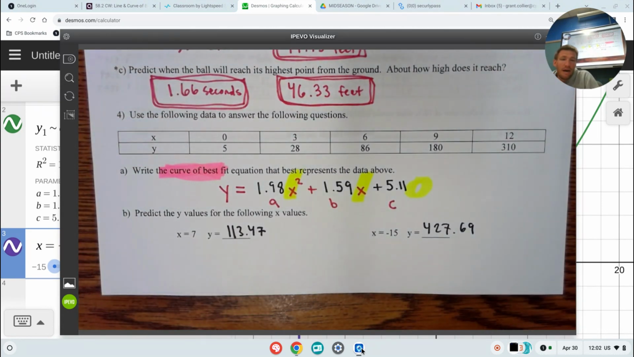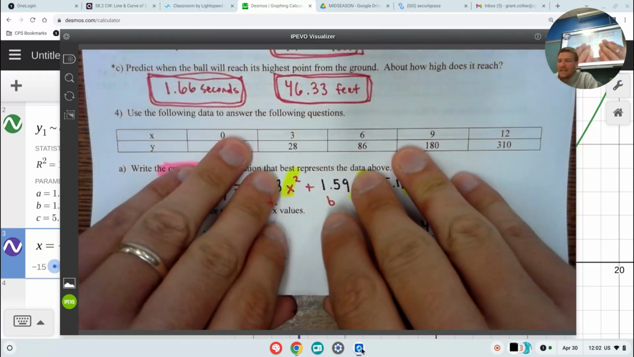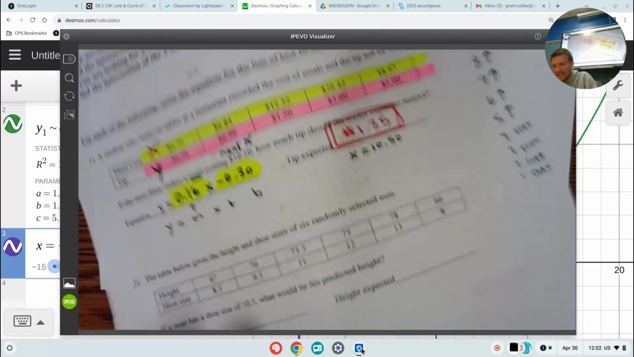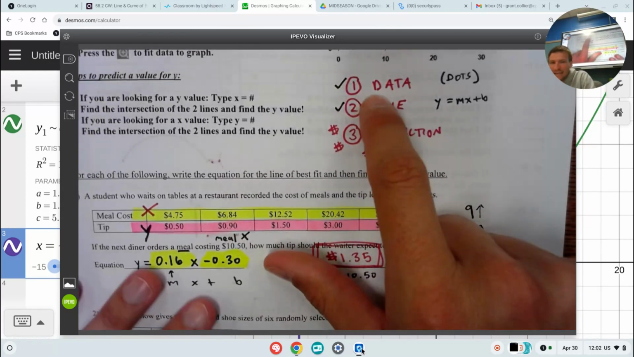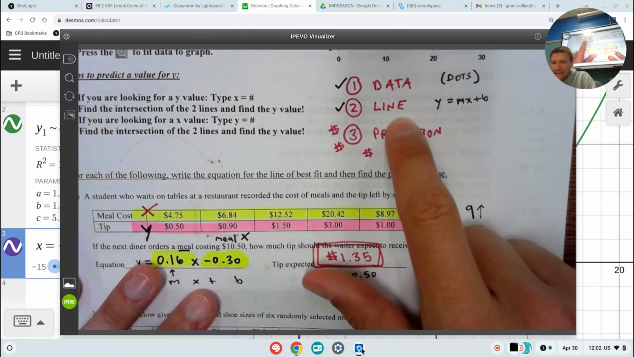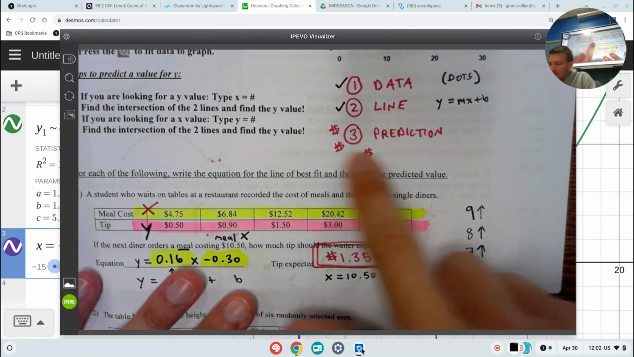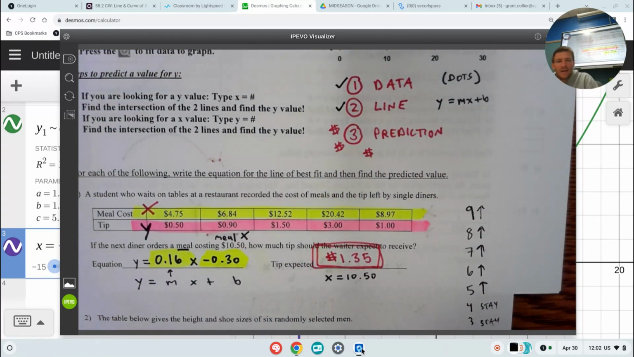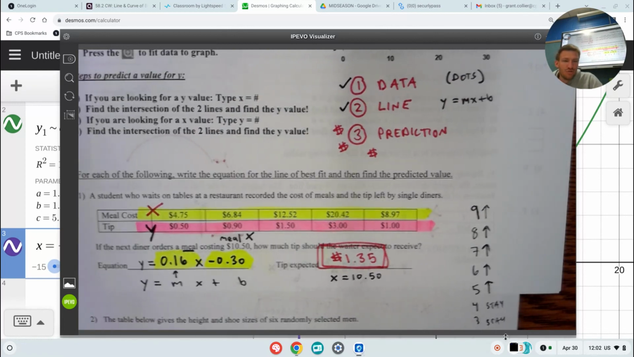All right. That is linear regression, line of best fit, curve of best fit. It's a little bit crazy, but get the data in there, get the line in there, or the curve, make a prediction. All right, I'm into the notes, pretty good.